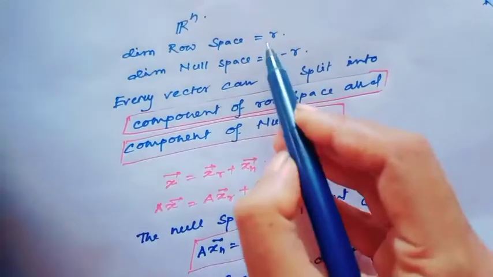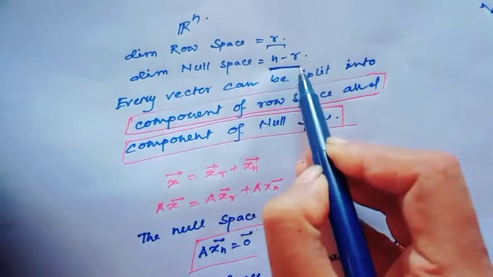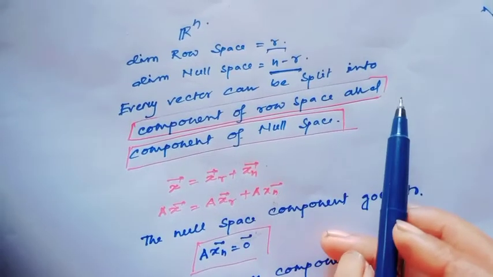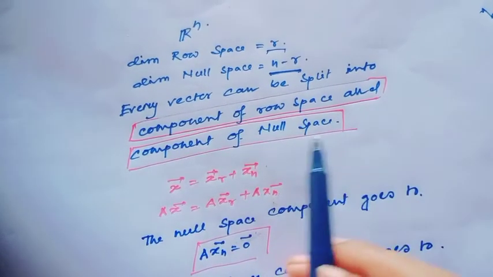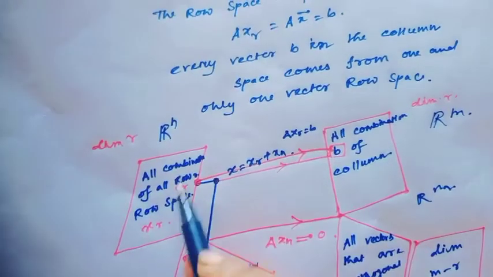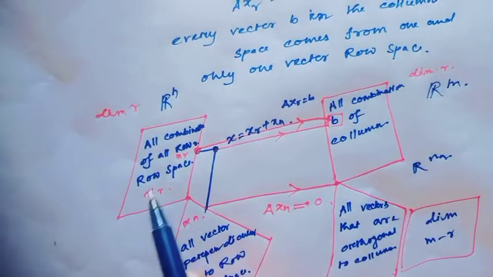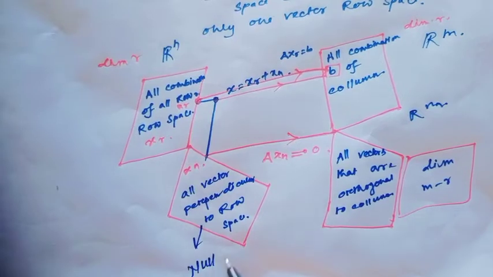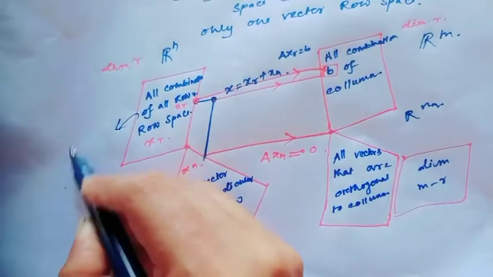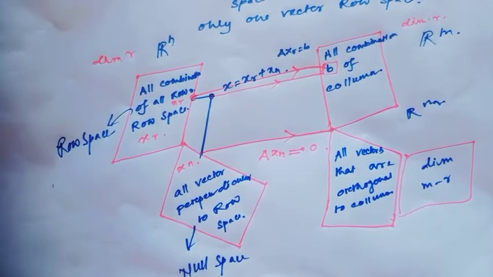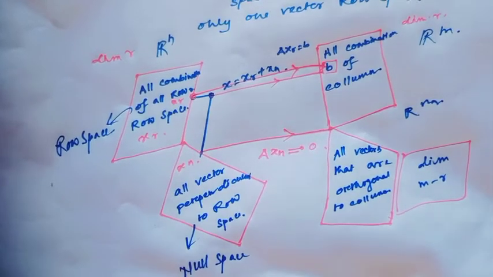Therefore, the dimension of the row space is r and the dimension of the null space is n minus r. Every vector in Rn can be split into a component in the row space and a component in the null space. Notice this is Rn and this is Rm. Every vector here is written as a component of the row space and a component of the null space. This is the null space and this is the row space. See the picture. All my viewers know this topic clearly because I have discussed it in my previous lecture.